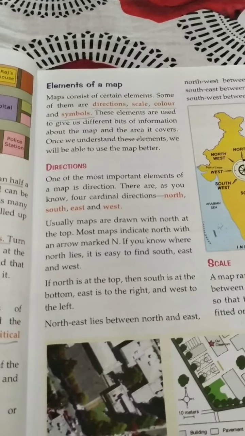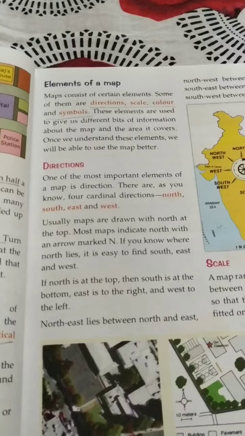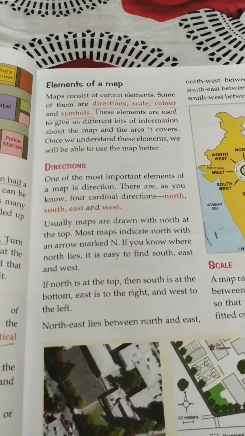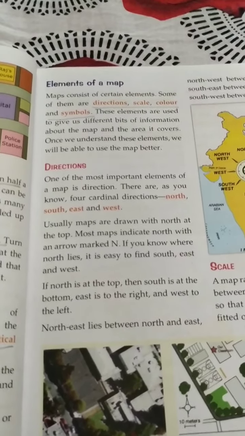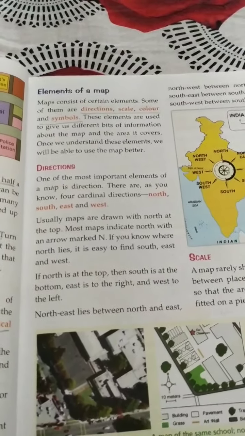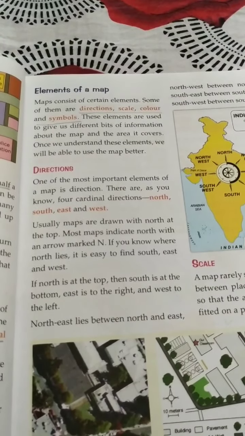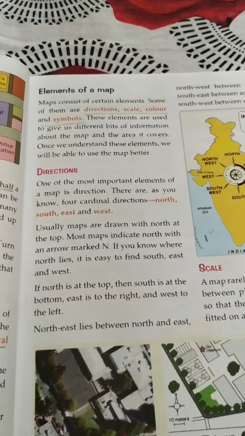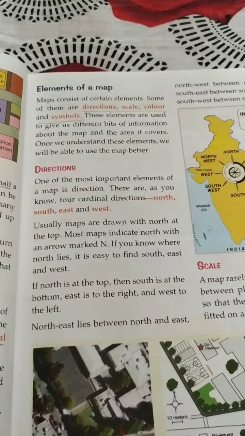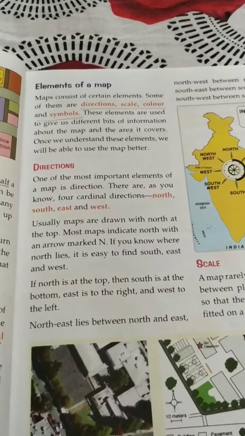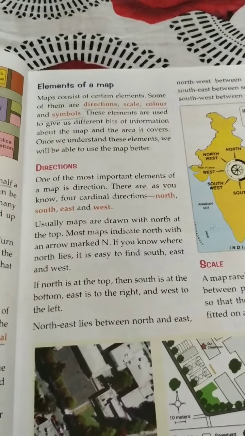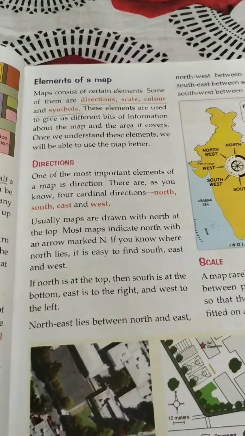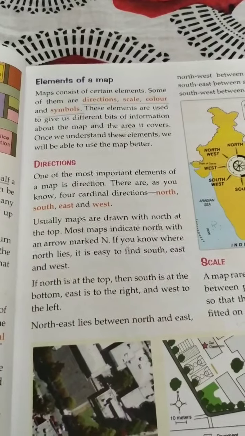The first and important element is direction. As you all know, there are 4 directions: north, south, east and west. Usually maps are drawn with north at the top. Maps indicate north with an arrow mark N. If you know where north lies, it is easy to find south, east and west.